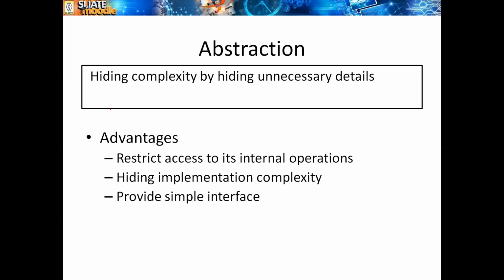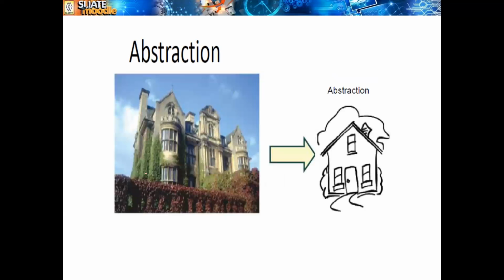Why? Because it is not relevant to you. That's the case. This is an abstraction. Abstraction means hiding complexity by hiding unnecessary details. Advantage: restrict access to the internal operations, hiding implementation complexity, providing a simple interface.